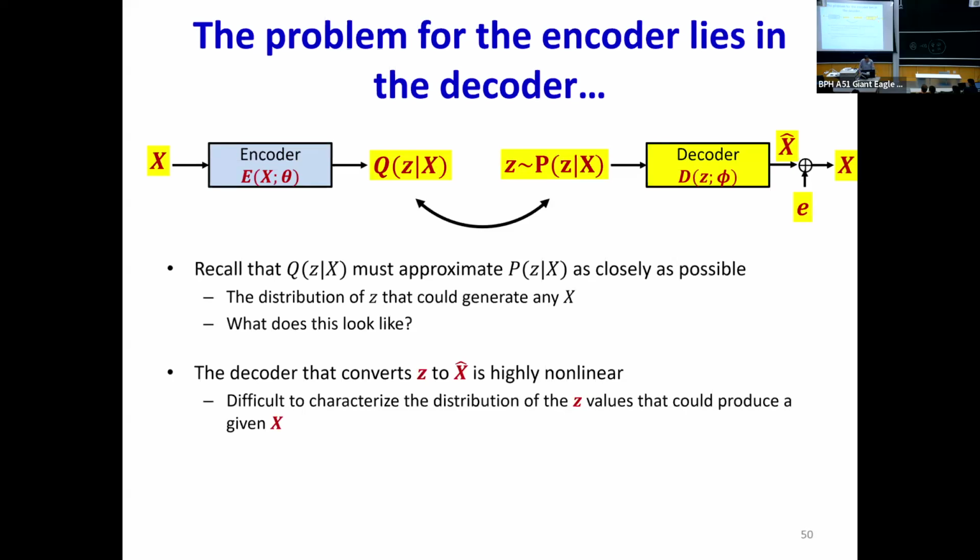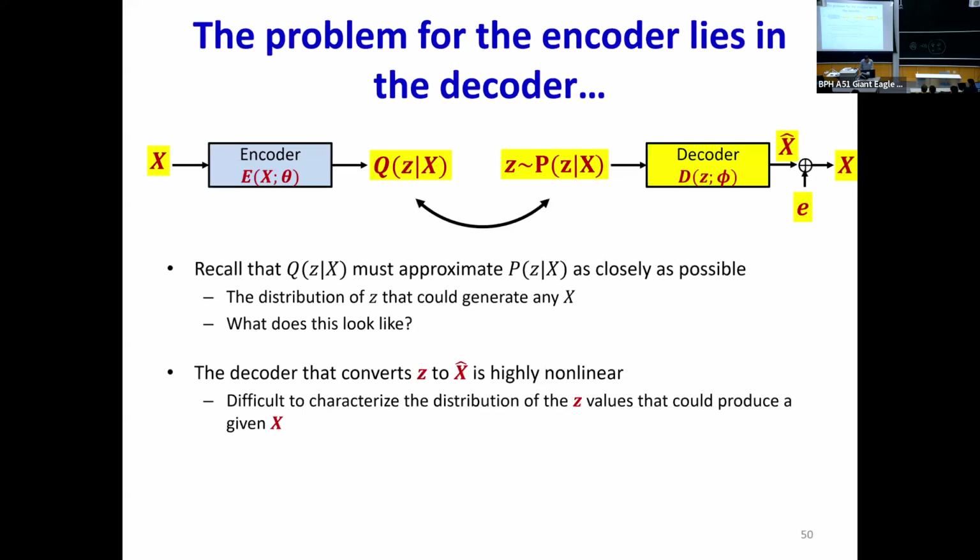Right? And so again, remember that Q must approximate the distribution of Z that could generate any X. And the decoder converts Z to X hat, and the decoder is highly nonlinear, right? So how do we represent Q? What is Q?